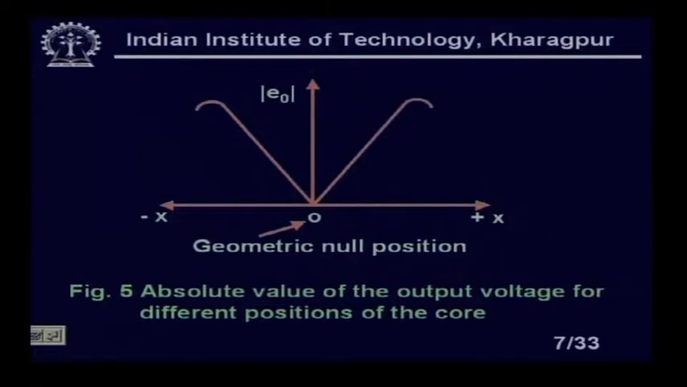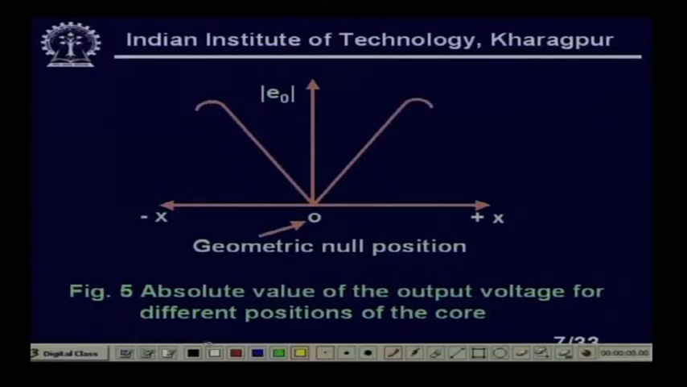Clear. So you see we are getting a linear curve. That means the relation between the displacement and the output voltage, when the secondaries are in series opposition, is exactly a linear relationship. So at the geometric null position, you see we are not getting an output voltage. Now, this is plus x, and this is minus x. Plus x, if I move the core to one side.